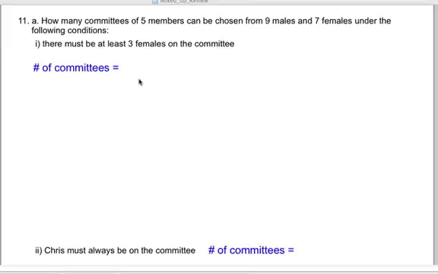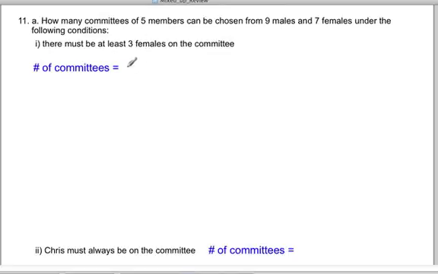How many committees of 5 members can be chosen from 9 males and 7 females under the following conditions? Now, the first condition is that there must be at least 3 females on the committee. So there's 3 different ways this could happen. You could have 3 females on the committee, 4 females, or all 5 would be female.